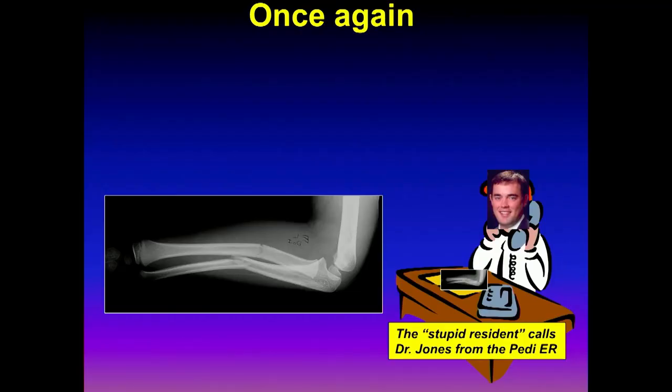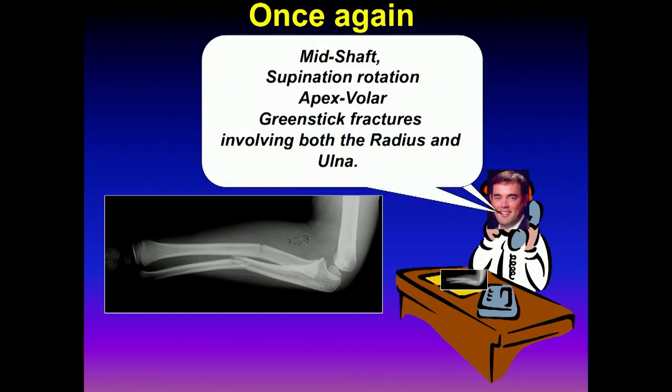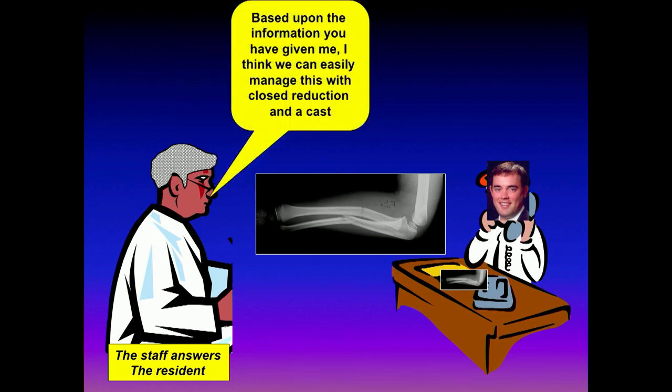Now, here we go. I got a resident. He's red this time. He went home and read. And so he calls Dr. Jones, and he says, Dr. Jones, I have a mid-shaft supination rotation apex volar green stick fracture involving both the radius and ulna. And with that description, immediately he tells him all the information. Dr. Jones says, great work. You're no longer stupid. You have given me a clear picture of the type of fracture we're dealing with. So, based on the information you give me, I think we can easily manage this with a closed reduction in cast.